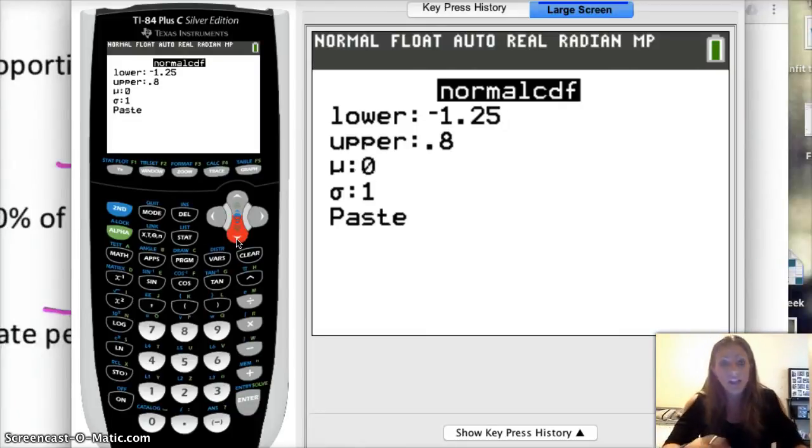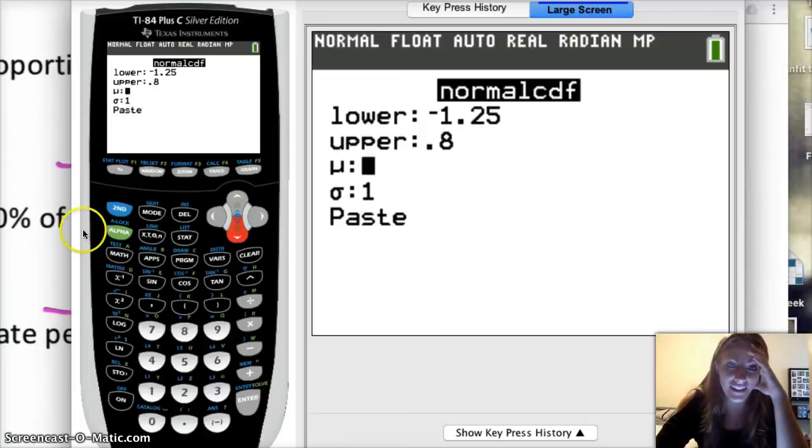But see, it moved again. Oh my god. Okay, anyways.